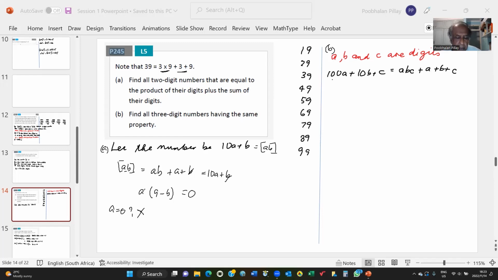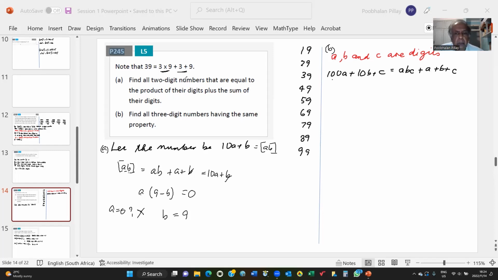So therefore, if the product of these two is 0 and A is not equal to 0, it means the other one is forced to be 0. So B is necessarily 9. So the only thing we can conclude is that the second digit, your unit digit, is 9.